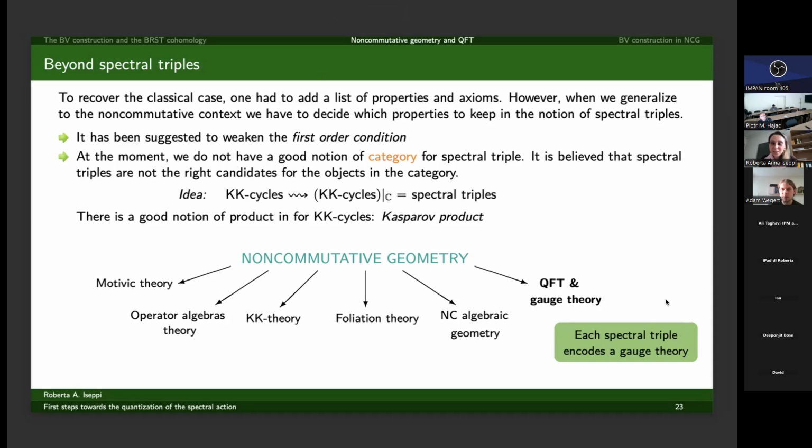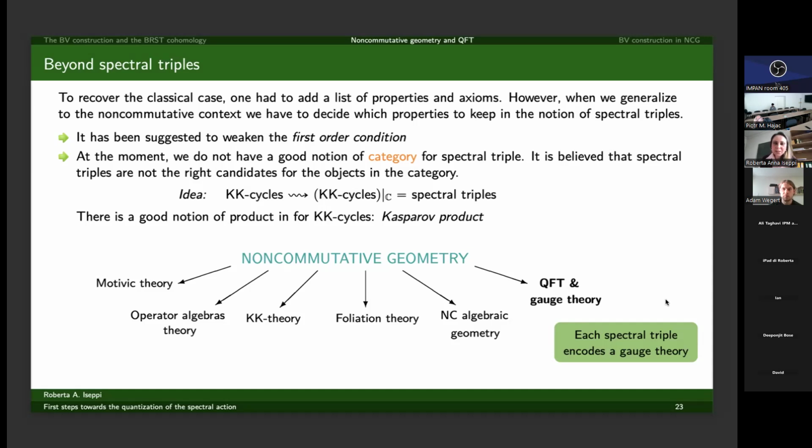So I'm of course not an expert in this specific categorical approach. My understanding of the current ongoing research is that you cannot just consider spectral triples and have them as objects of your category. They couldn't really find the correct morphisms for having spectral triples as objects.